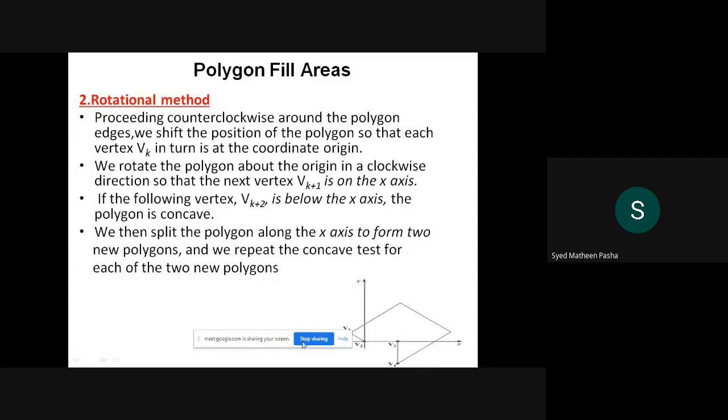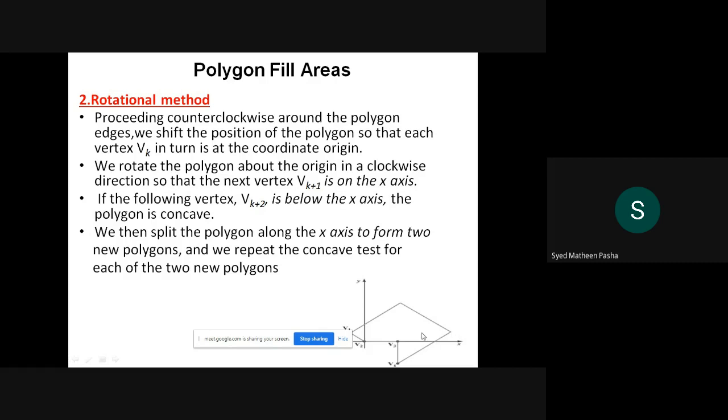Once you keep on rotating this particular object, as you got the vertex Vk plus 1, similarly, if you again rotate it, you will get the second vertex of that particular object as Vk plus 2, which comes below the x-axis. Once you get the vertex below the x-axis, I can tell that particular polygon is a concave polygon at that moment. After you get the concave polygon, we'll split the polygon along the x-axis to form two new polygons, and we repeat this task of concave test for each of the two new polygons.